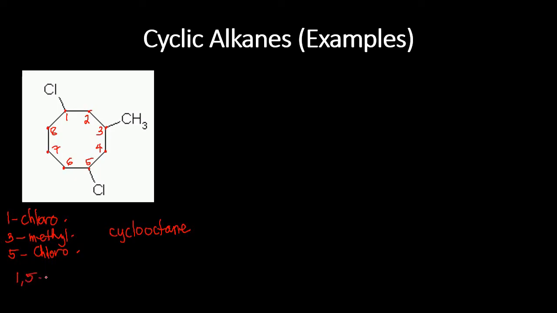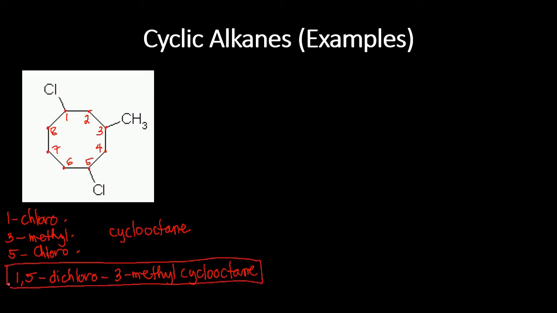1,5 hyphen dichloro, dichloro. What's the next substituent? We have 3 methyl cyclooctane. Okay, so that will be our final answer. 1,5-dichloro 3-methyl cyclooctane. Okay, sorry, there should be no space here.